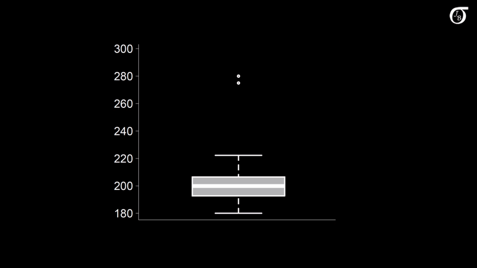Box plots do give some indication of the shape of the distribution, more on that in a moment, but they are more important for visually comparing the distribution of a quantitative variable between groups. Let's look at a real-world example of that.